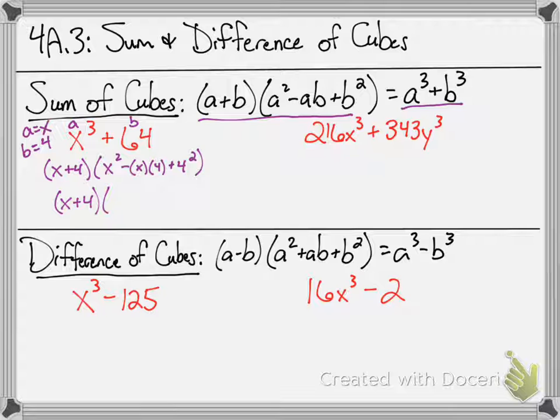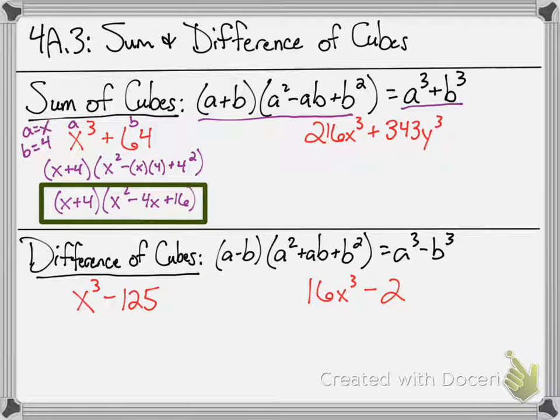In the trinomial, we can simplify that a little bit and make it look cleaner. So the x squared is going to stay x squared. Instead of saying minus x times 4, let's call it minus 4x. Plus 4 squared, we can call it 16. And just like that, we've factored that cubic expression using the sum of cubes.